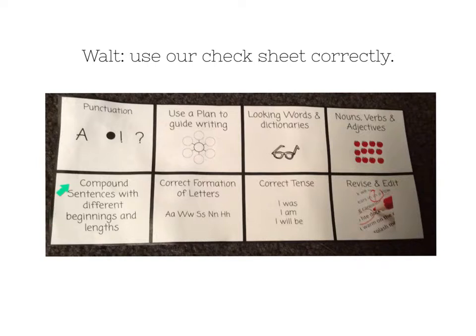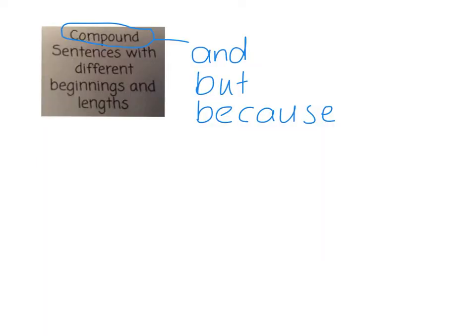This one here's a new one, compound sentences with different beginnings and lengths. So let's just break that up a bit. Okay, a compound sentence, just a little reminder, is one that uses and, but, or because. Sentences with different beginnings, that's where you can use anything to start your sentence.